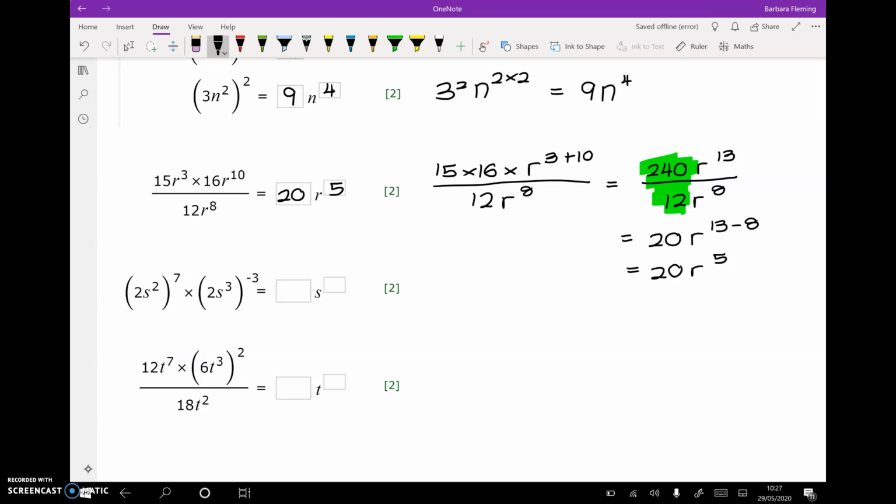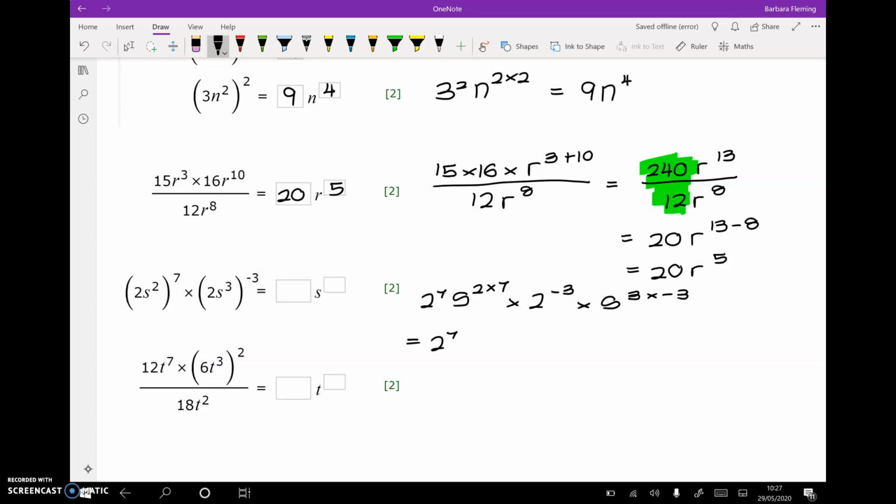Your next one, again, let's deal with our 2 brackets in turn here. So we'll do 2 to the power of 7, s to the power of 2 times by 7, times by 2 to the power of negative 3, times by s to the power of 3 times by negative 3. Okay, then let's bring our numbers together rather than do that 2 to the power of 7.